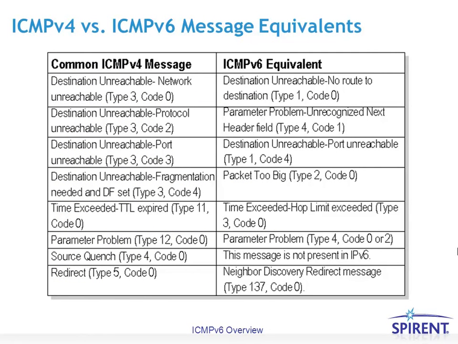As you can see on this slide, the type and code values are different for ICMPv4 as opposed to ICMPv6. You have similar types of messages, such as destination unreachable, but with ICMPv4, the network unreachable message is type 3, code 0, whereas with IPv6 it's referred to as no route to destination and has type 1, code 0. The intention is not for you to memorize all these different type and code values. You can certainly look that up in RFC 4443, but this is just to give you an idea of some of the similarities and differences in the equivalent message types between ICMPv4 and ICMPv6.